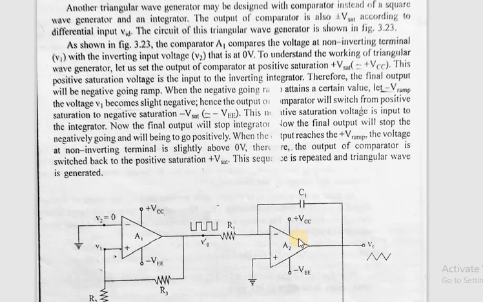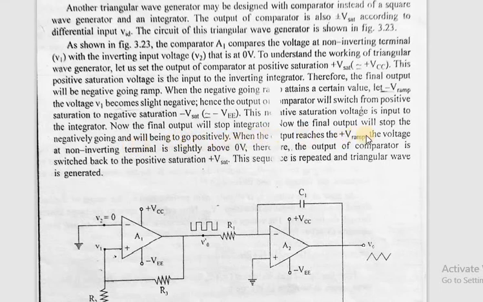This is all I have written here. When the negative ramp attains a certain value, let's say minus V ramp, the voltage V1 becomes slightly negative. Hence the output of the comparator will switch from positive saturation to negative saturation. This negative saturation voltage is input to the integrator. Now the integrator output will stop going negatively and will begin to go positively.